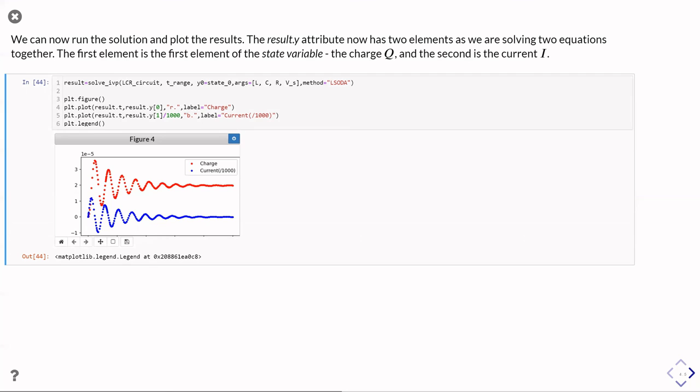Whilst the current, again, initially jumps up as the capacitor charges, and then as the charge on the capacitor oscillates, that also means the current is oscillating, and it eventually settles down at zero. So in other words, we're looking at that capacitor being charged by the voltage source, just as we saw before. But because of the effect of the inductance, that charging has a ring on it. It oscillates up and down. There's a damped oscillation.